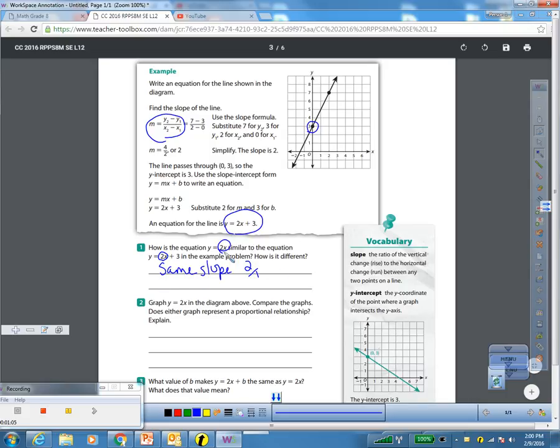And then the difference is this one says plus 3, so that means the y-intercept is at 3, but this one doesn't have any plus anything or subtract anything. So that means that this one's going to be proportional. You could even put plus 0 there. So different y-intercepts. I'll abbreviate here.